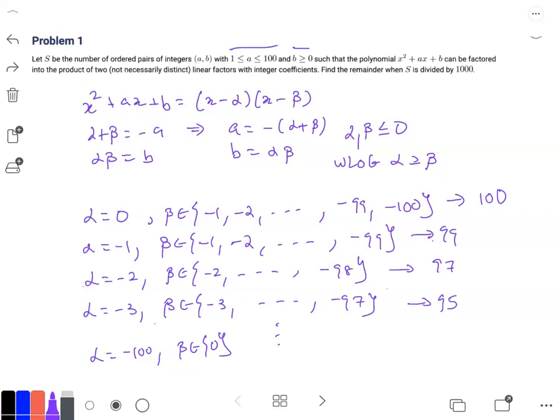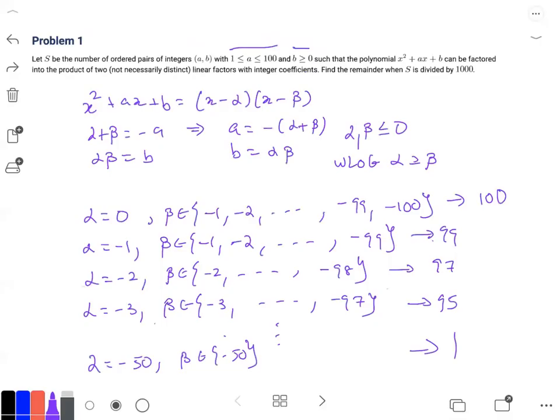That doesn't make very much sense. Okay, so actually this is not the case. The very last case is when alpha is actually equal to -50. And in that case, beta is -50. And that'll just give us one solution. So we have the sum of the odd numbers and then plus 100 at the end.